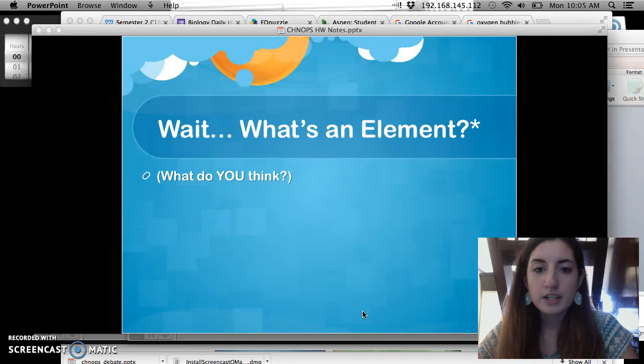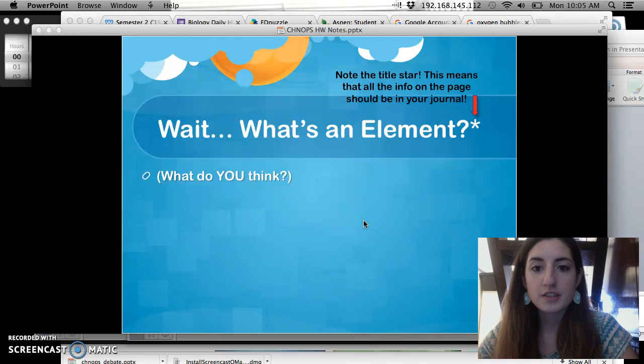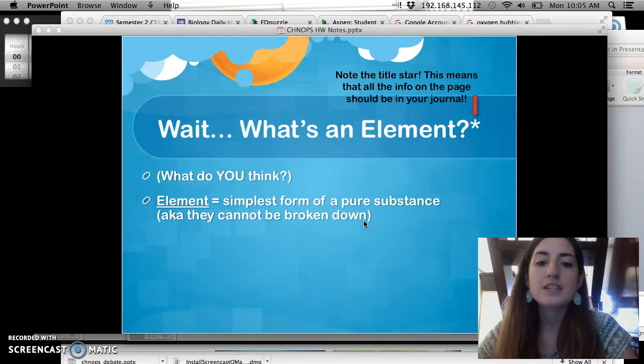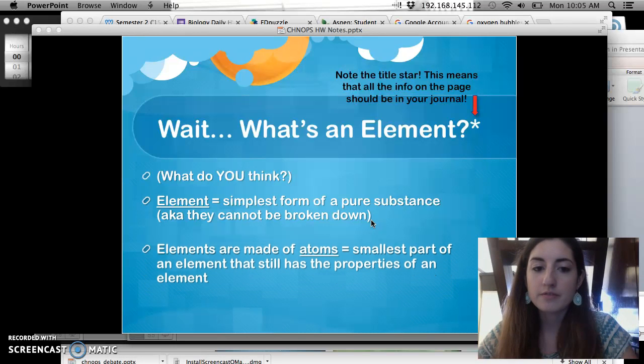Alright, when you're ready, what is an element? What do you think? We listed some examples, but what exactly is an element? Again, it's starred. An element is the simplest form of a pure substance. You need to write that down. This means they cannot be broken down.